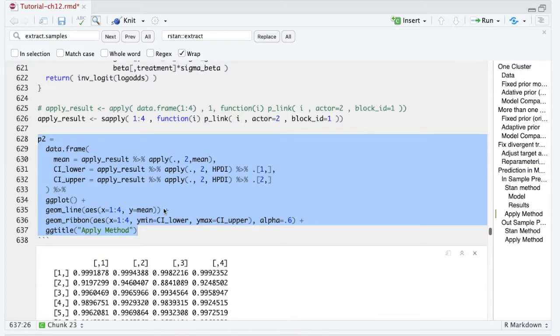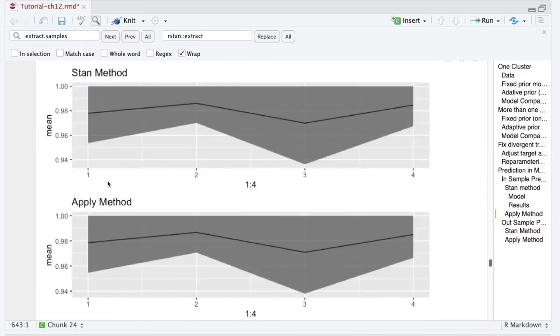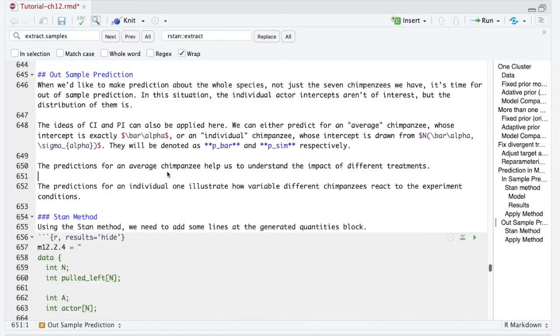We can use the same code to make the same plot. If we put the two plots together, you cannot tell any difference. It just depends on which method you prefer. The results are exactly the same. In the last part of this tutorial, we will learn about out-of-sample prediction.